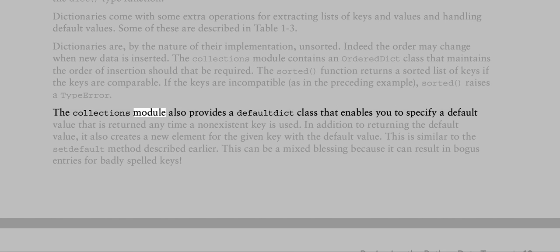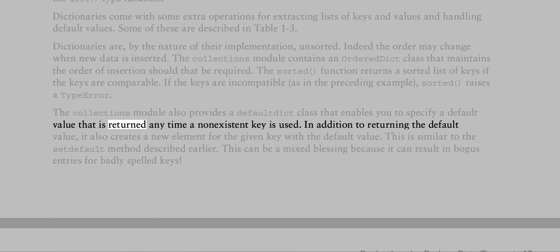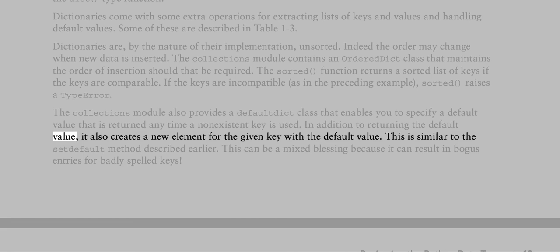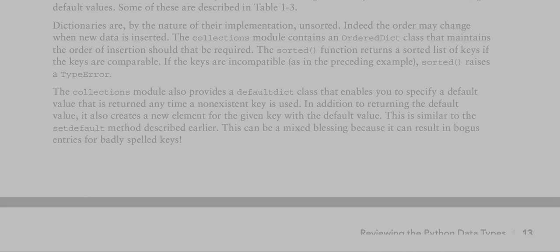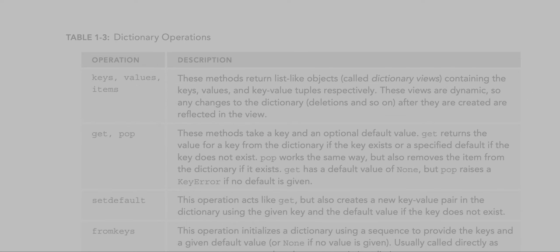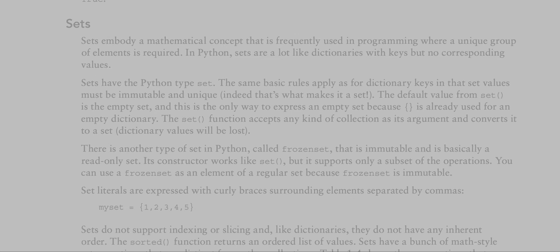The collections module also provides a defaultdict class that enables you to specify a default value that is returned anytime a non-existent key is used. In addition to returning the default value, it also creates a new element for the given key with the default value. This is similar to the setdefault method described earlier. This can be a mixed blessing because it can result in bogus entries for badly spelled keys. Reviewing the Python data types 13. Empty dictionaries are treated as false in Boolean expressions. All other dictionaries are treated as true.